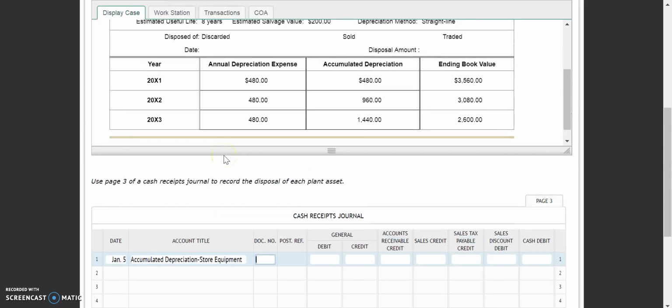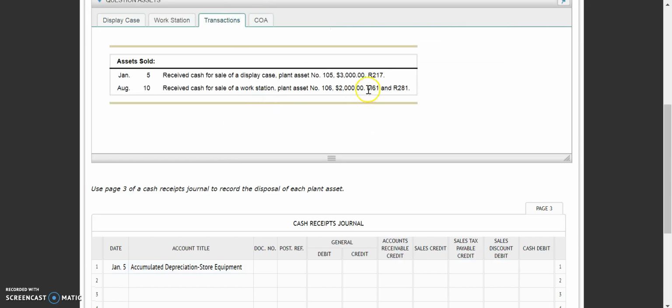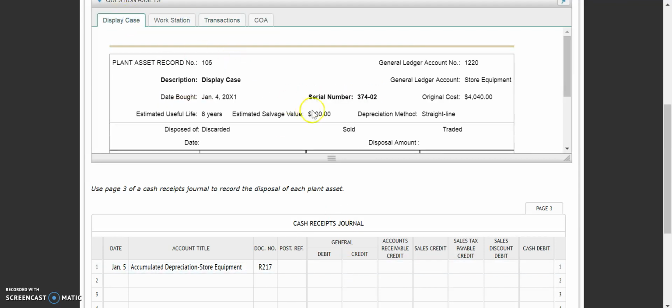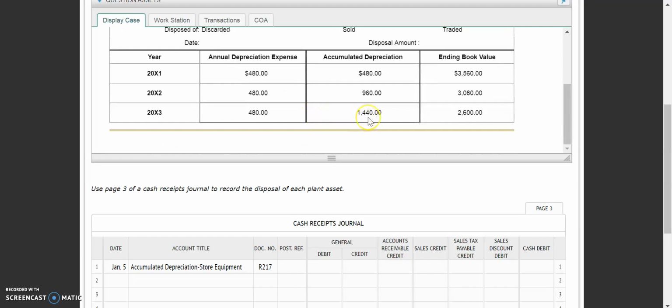Our document number here, let's see, is R217. And remember that our total accumulated depreciation is $1,440. And then we go into our credits. So store equipment is going to get wiped out. Remember, this is its original cost of $4,040.